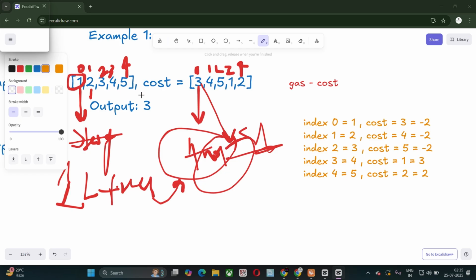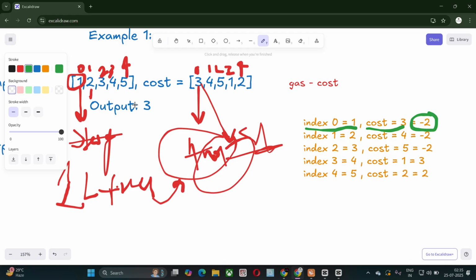Okay, in the index of 0, its value of 1 means gas is 1 and its cost is 3. So the answer is minus 2. We are not sufficient to travel to another station because we do not have enough for the cost.